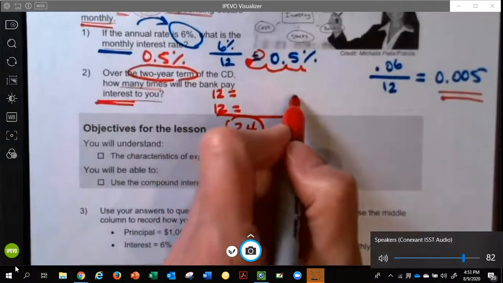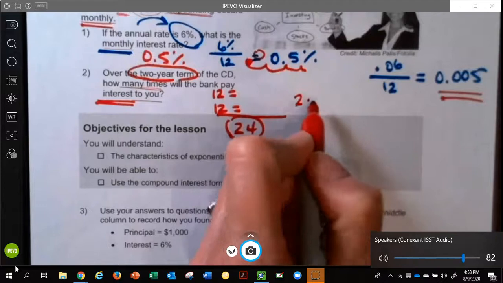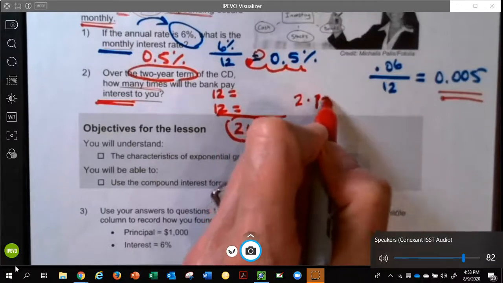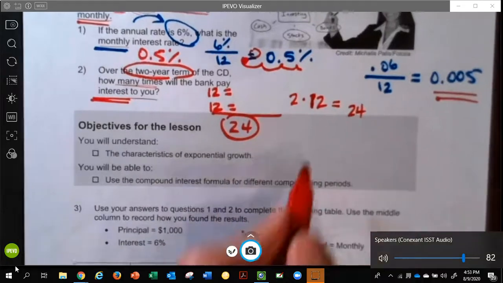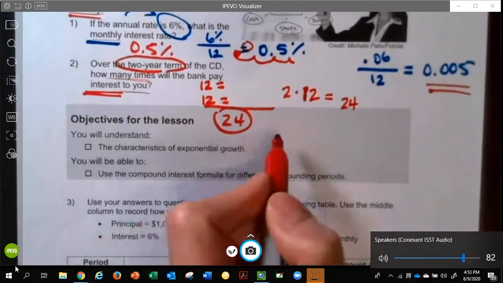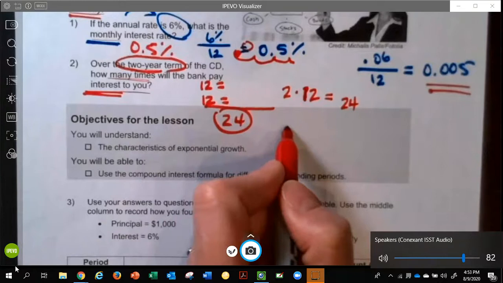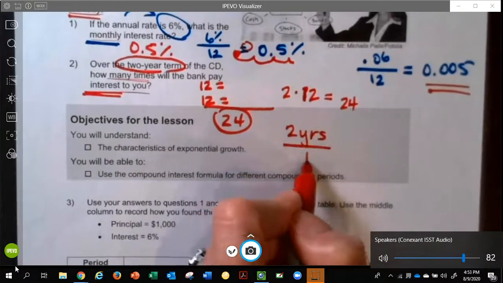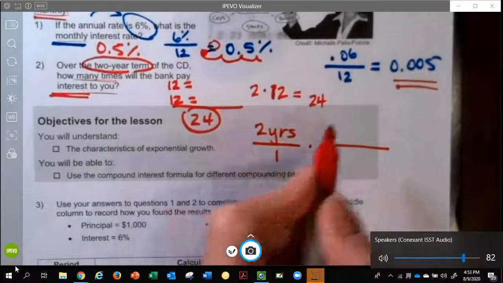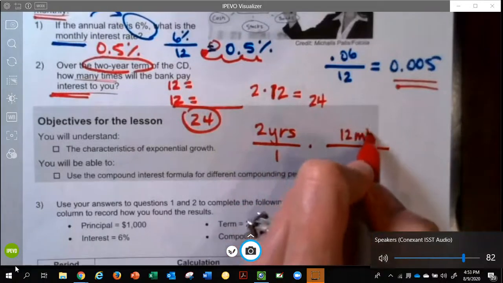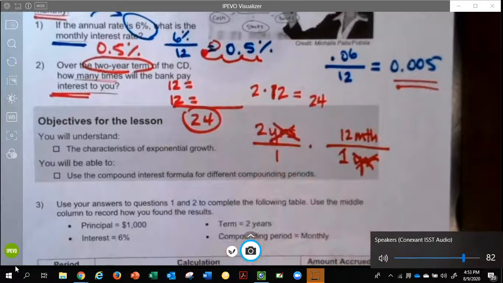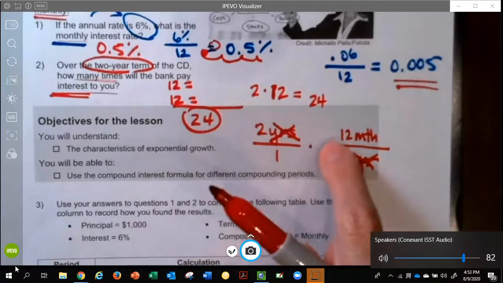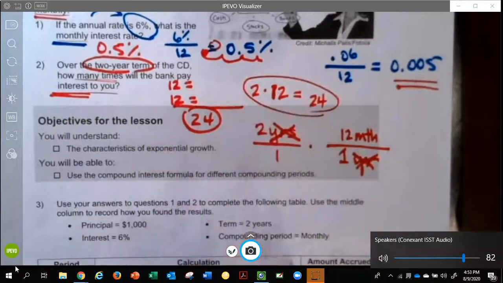But I like lazy, and so I've got 2 full years. I've got 12 months for every year, and 2 times 12 gets me what I need. Or we can even go back to dimensional analysis. If I have 2 years, I need to know that I have 12 months for every 1 year so that I get my units of years to go away. And there's my 2 times 12, but we'll default to just the lazy way every time.